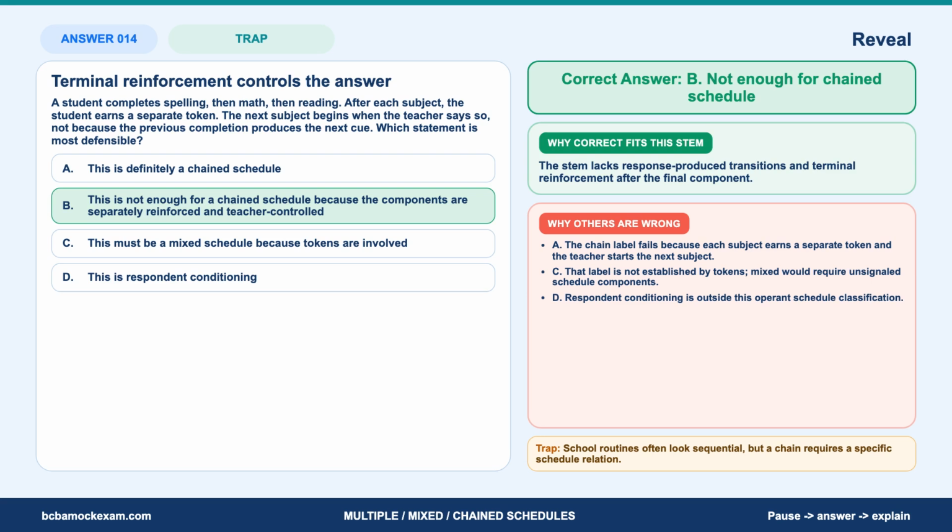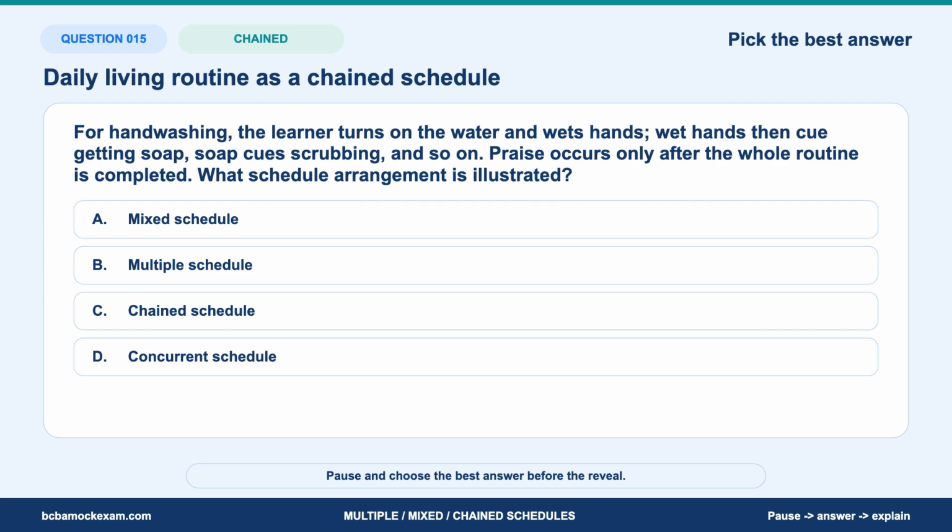Trap check. School routines often look sequential, but a chain requires a specific schedule relation. Question 15. Before looking for a familiar label, name what changes from one component to the next. For hand washing, the learner turns on the water and wets hands. Wet hands then cue getting soap, soap cues scrubbing, and so on. Praise occurs only after the whole routine is completed.